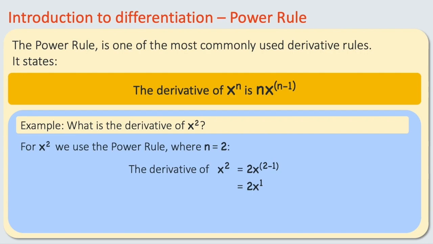This equals 2 multiplied by x to the power of 1. We don't usually write to the power of 1, so that becomes 2 multiplied by x. So the answer is the derivative of x squared is 2x.